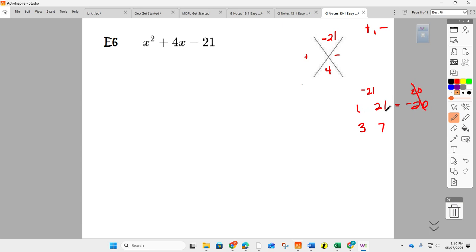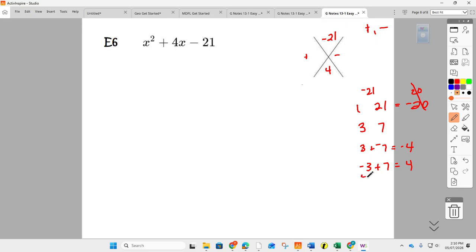Okay. 1 times, we need a positive and a negative. Here, if I have 1 negative and 1 positive, I would get my negative. So where does it go? Well, if I do 3 minus 7, that's going to make 3 the positive and 7 the negative. And that would give me negative 4, right? But I need a positive 4. So what if I switch that? What if 3 is negative and 7 is positive? Now I have a positive 4, and so I have the correct factors.